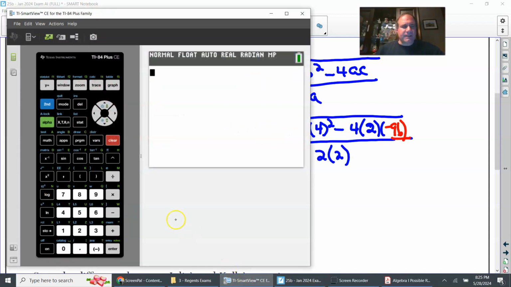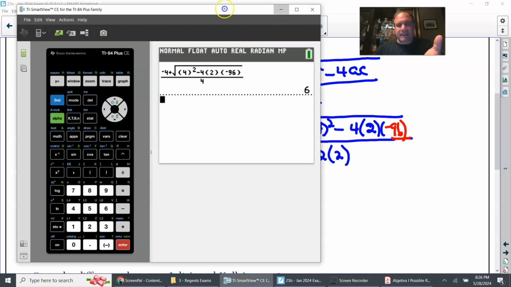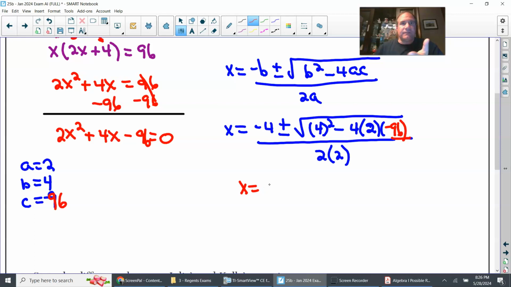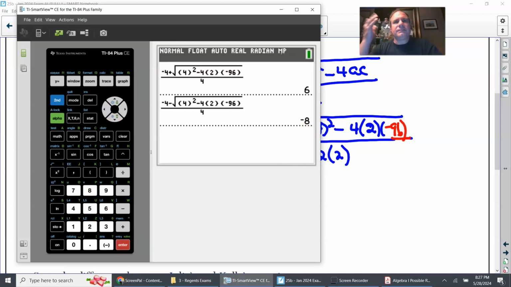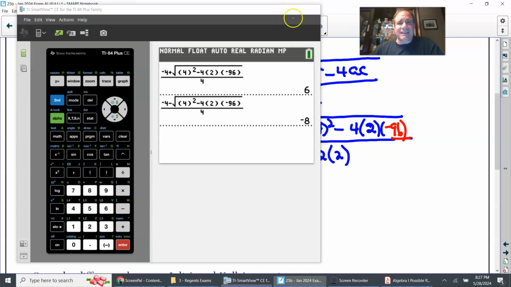Remember, when you're solving for something like this, you're solving for someone's age. That's how I knew it was incorrect, because you can't solve for someone's age and get a decimal that goes on forever. So x equals 6. But let me show you, if I put in negative 4 minus the square root of 4 squared minus 4 times 2 times negative 96, all over 4, notice that it comes to negative 8. That's not a possible answer because you can't be negative years old. So the negative part you throw away.